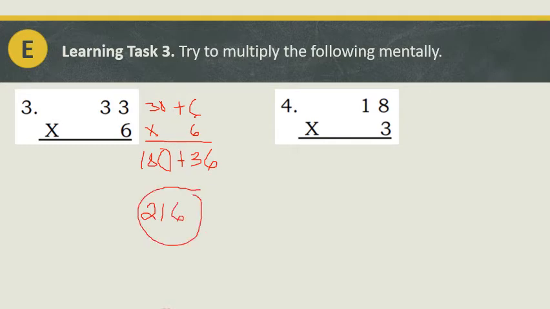Okay, sa number 4, yung 18, expand uli natin sa magiging 10 plus 8. So, times natin sa 3. So, ang 10 times 3 is 30. Ang 8 times 3 ay 24. So, ang 30 plus 24 ay 54.